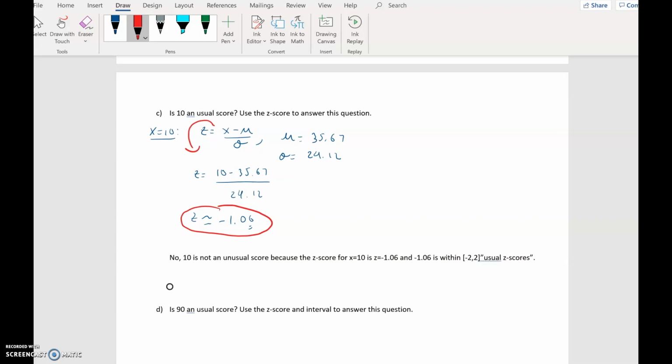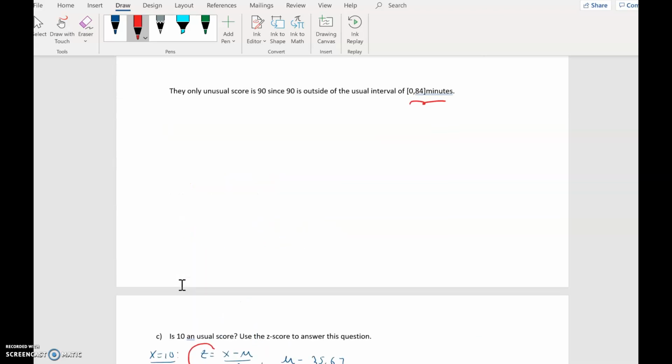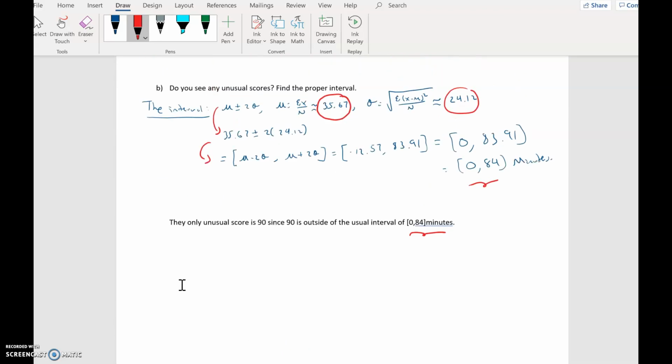If this particular value of a z-score happened to be less than -2, then in that case, yes, we would have said it's an unusual score. We could have actually seen that 10 is within the usual interval from 0 to 84. So if we already did the actual calculation of the interval, we would have been perfectly fine.